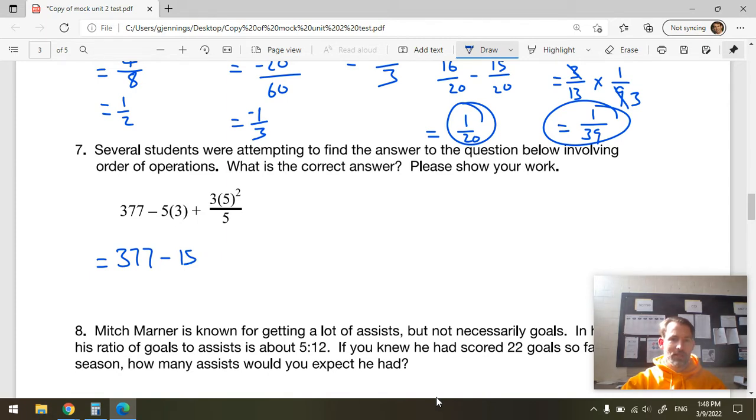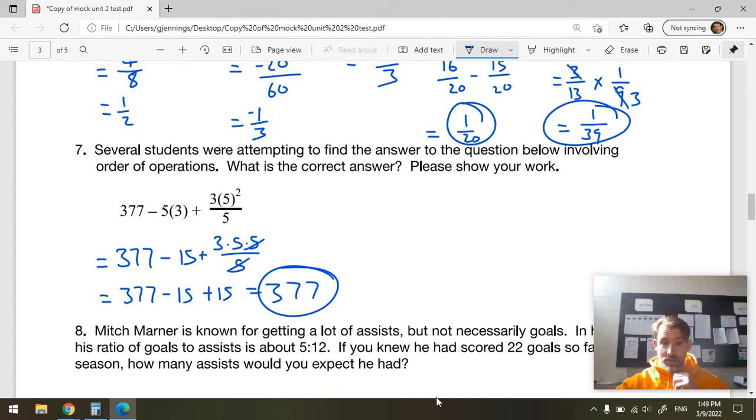Okay, well, let's see. I can cancel 5's here, but I have to remember there's 2 5's up there. This is what I would do. 3 times 5 times 5 divided by 5. Okay, and I'm adding this. This 5 cancels that 5. So I have 3 times 5 is 15. All right, so this is equal to 377 minus 15 plus 15. Minus 15 plus 15 is 0. So this is equal to 377.